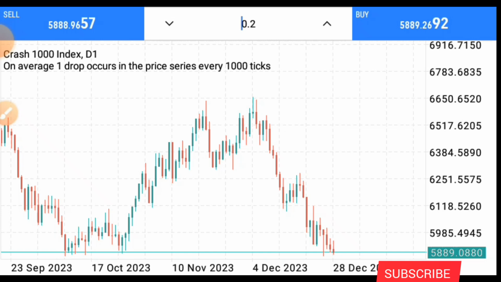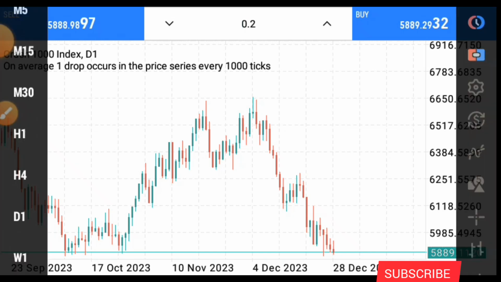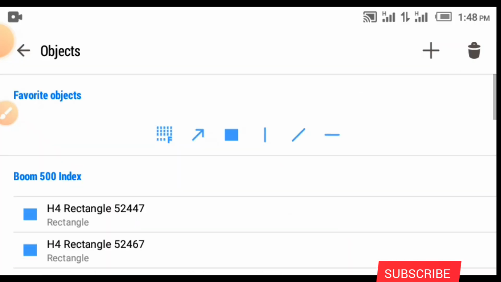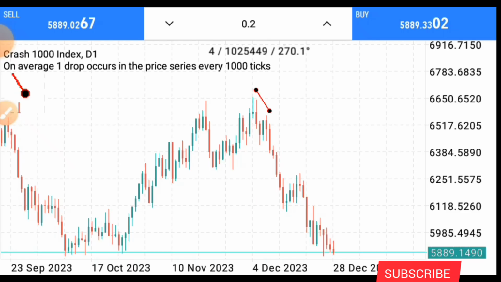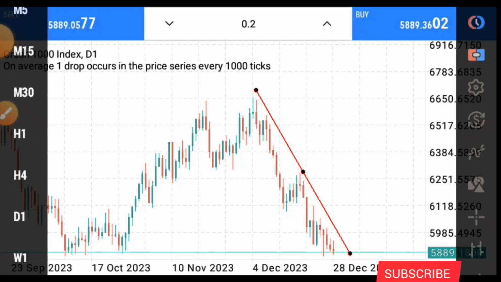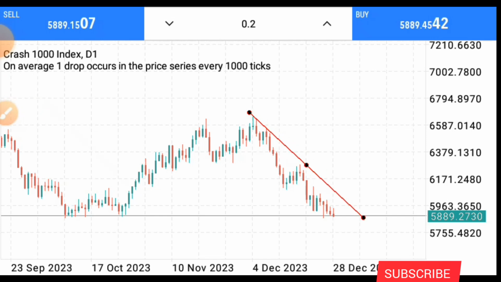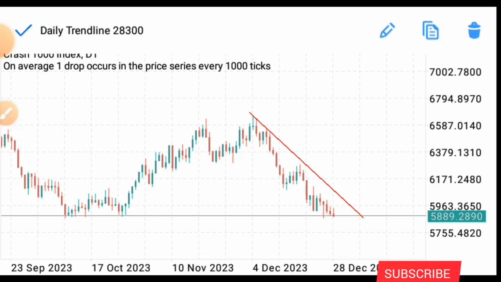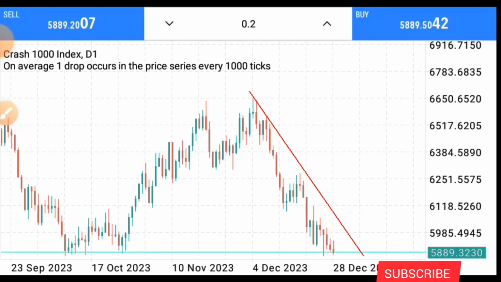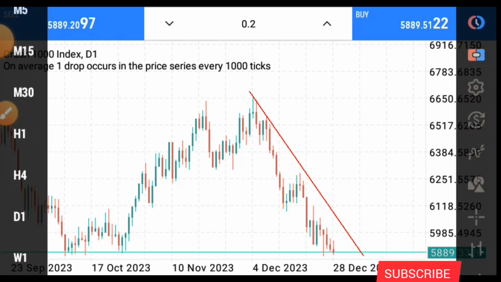I start from the higher time frame, which is the daily time frame. Here on the daily time frame, I'll try to identify the trend. As you can see right now, we are in a downtrend. So that's what I'm going to identify right now. I'll just put in some trend lines here. When drawing your trend line, make sure you use the tips of the candlesticks, right?